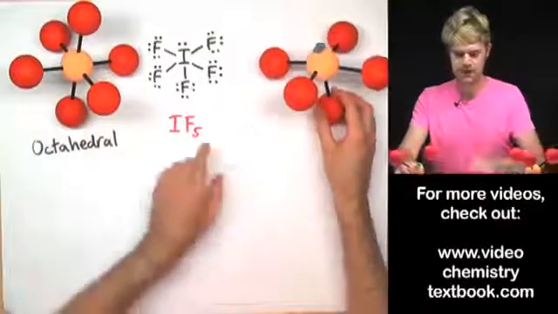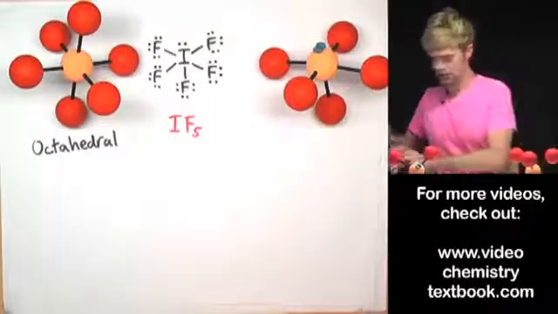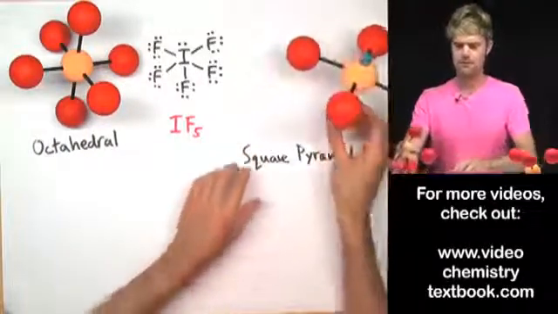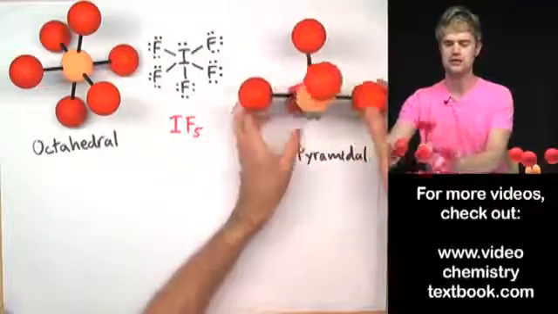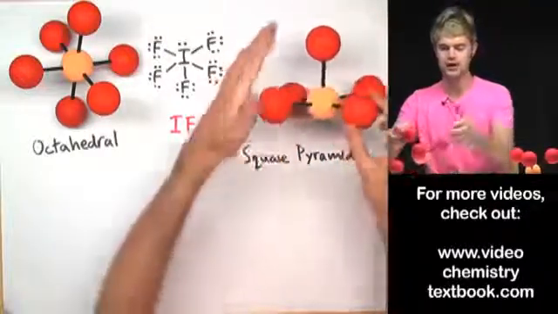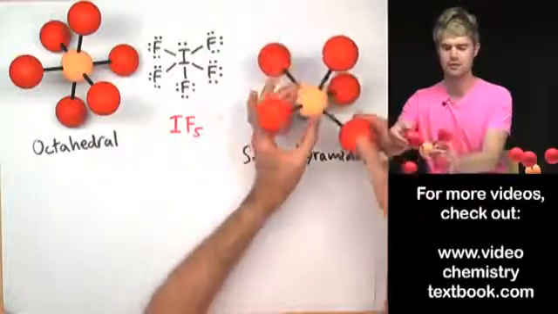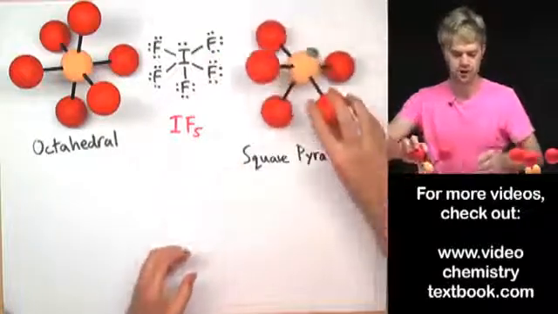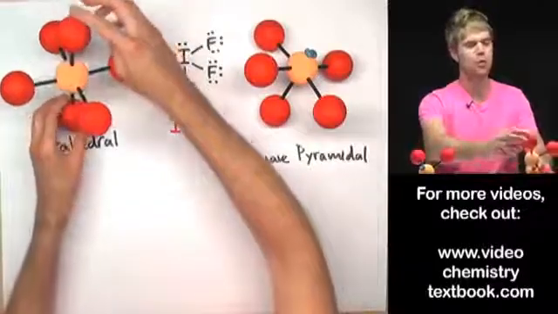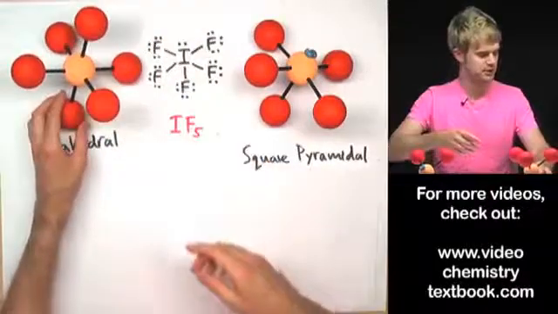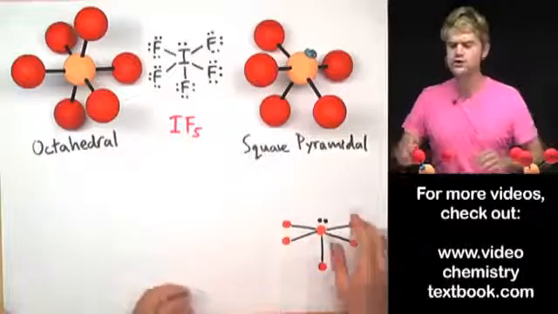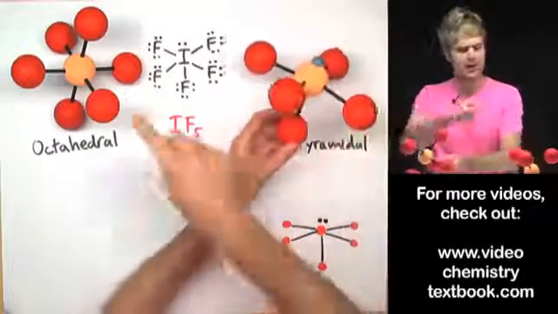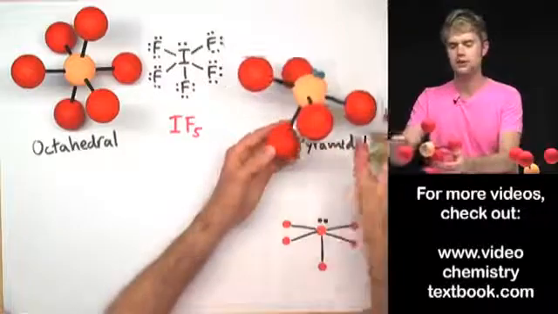The shape of this guy, IF5, is called square pyramidal. And I think that's because if you kind of put it on its side, you can see that in 3 dimensions, it sort of is the shape of a pyramid. So the square pyramidal is like the octahedral, where one of the atoms has been replaced by an unshared electron pair. Okay, angles in the square pyramidal. Well, in the octahedral, remember that all of the bonds were 90 degrees apart.